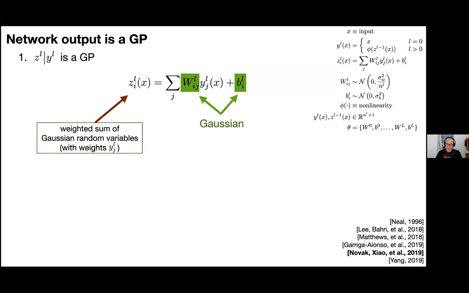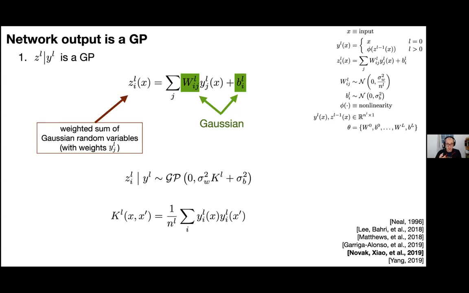And I want to emphasize here that the ZL are a Gaussian process because the weights and biases are draws from a Gaussian. We're not assuming activations in the previous layer are Gaussian, and we haven't yet taken anything to the infinitely wide. This is true even for finite width neural networks.